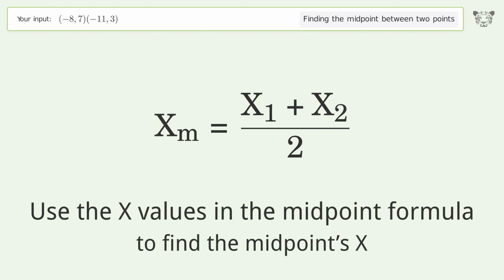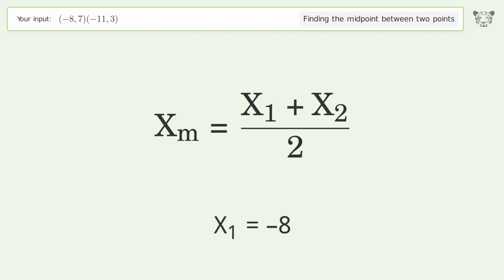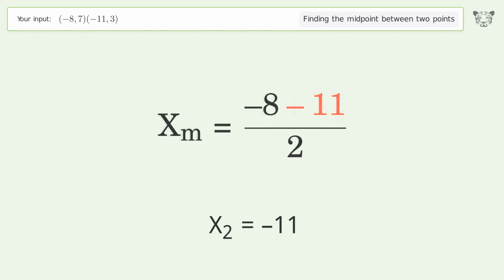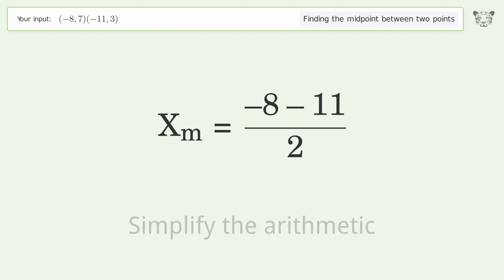Use the x values in the midpoint formula to find the midpoint's x. x1 equals negative 8. x2 equals negative 11. Simplify the arithmetic.